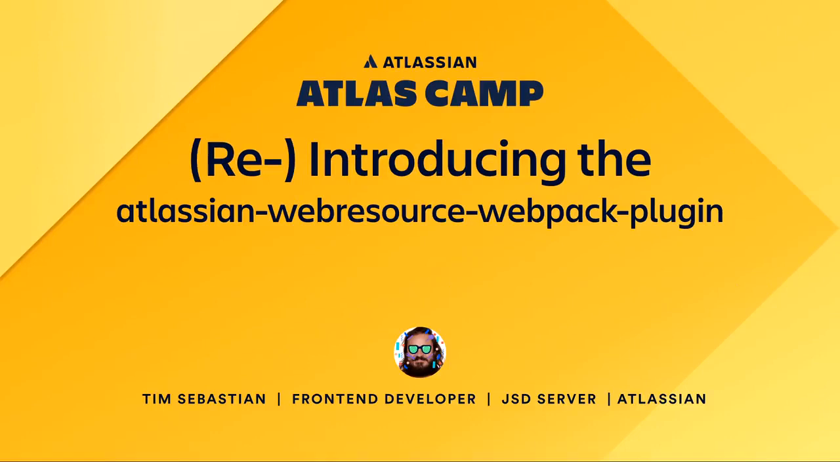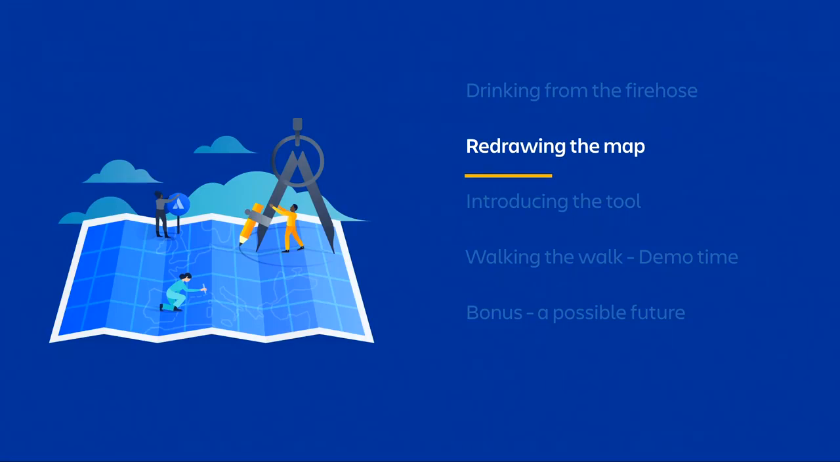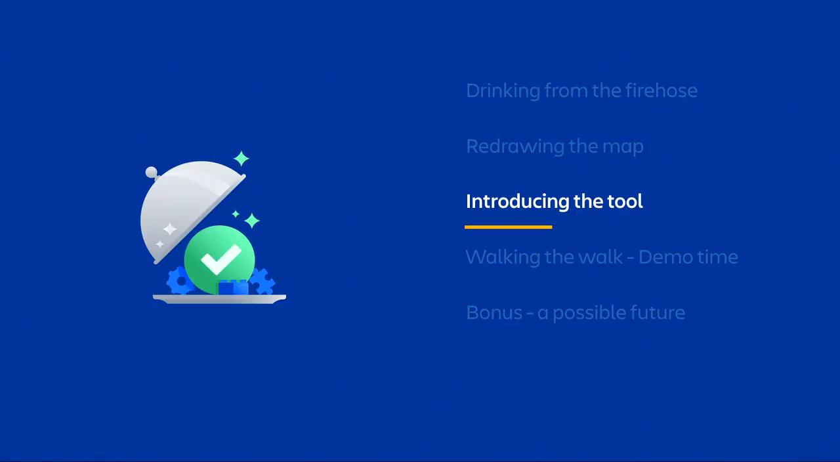I'm just going to reintroduce the Atlassian Web Resource Webpack plugin that was introduced last year at Atlas Camp 2017 by Chris Darroch, and see how we changed it. So in the talk, I'm going to give a bit of context in how I came about developing on that Webpack plugin, how a bit of thinking made me redraw the map on how to think about P2 front-end development in the first case.